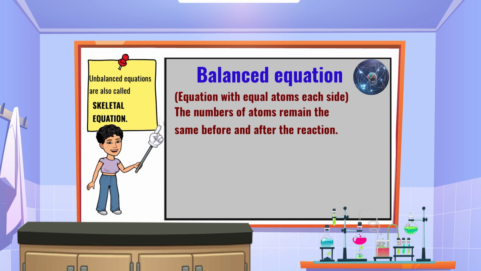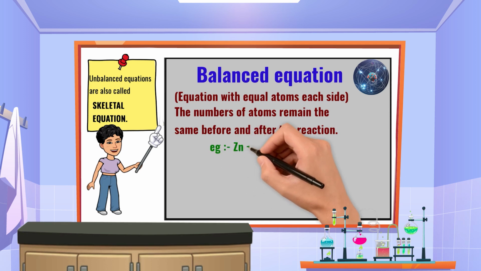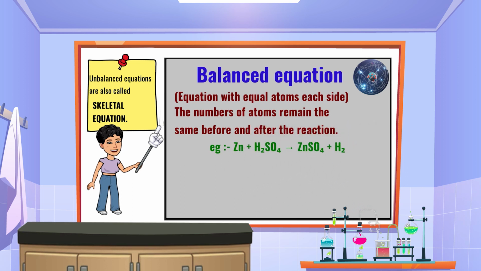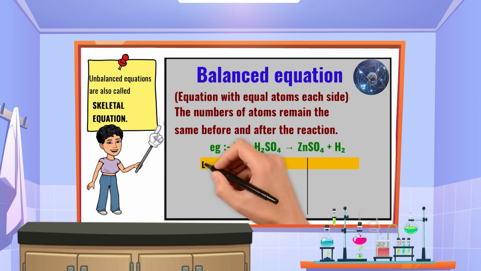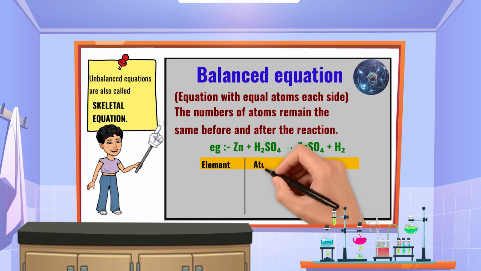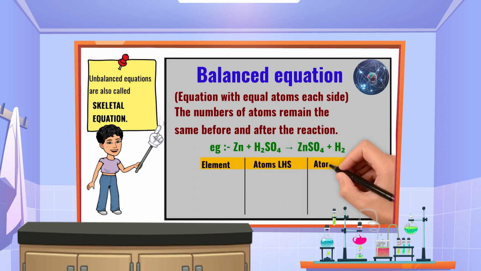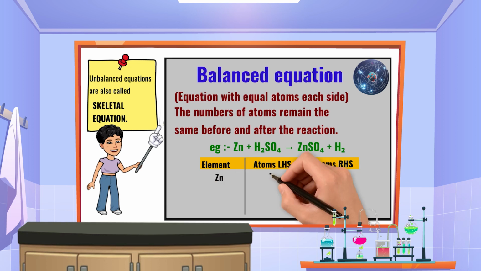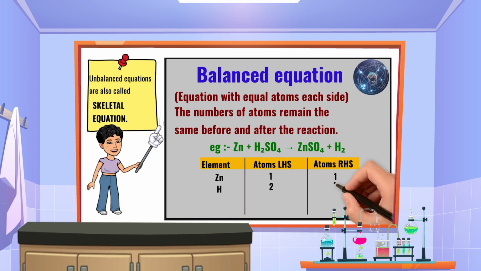Talking in terms of chemistry, Zn, that is zinc, plus sulfuric acid gives us zinc sulfate and hydrogen gas. In tabular form, make columns of elements, atoms in left hand side and atoms in the right hand side. Zinc being an element, atoms of zinc in left hand side is 1 and on the right hand side is also 1. Atoms of hydrogen in left hand side and right hand side are 2. Oxygen is 4 on both sides and sulfur is 1 on both sides. This is how we balance the chemical equation.